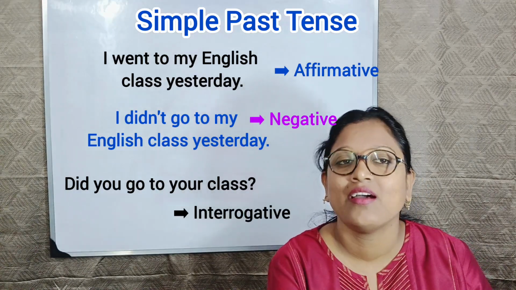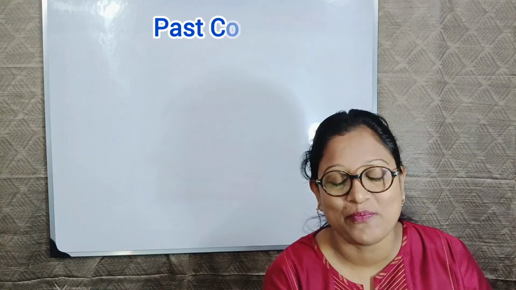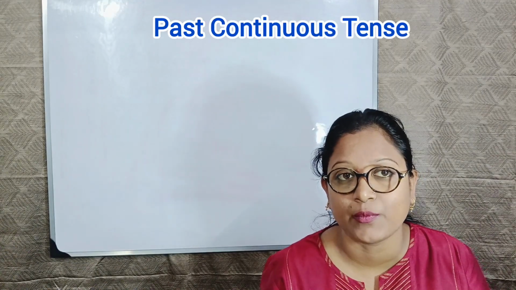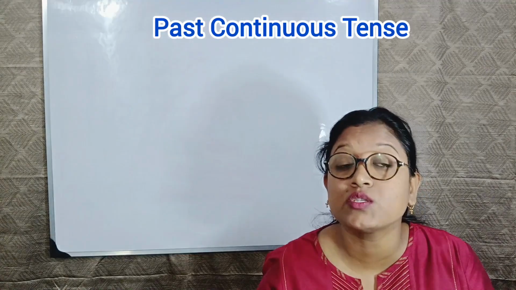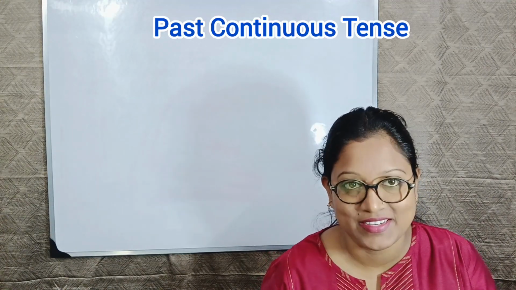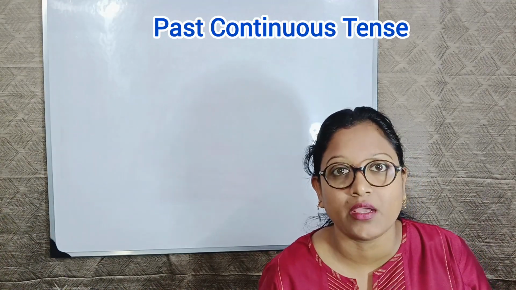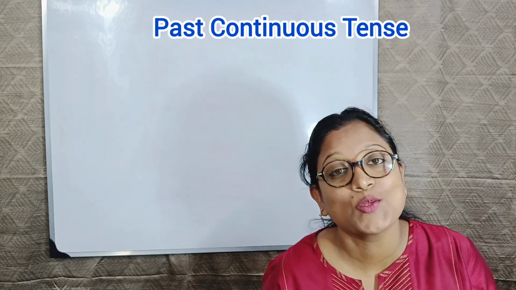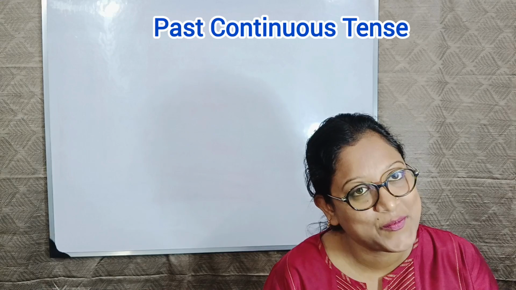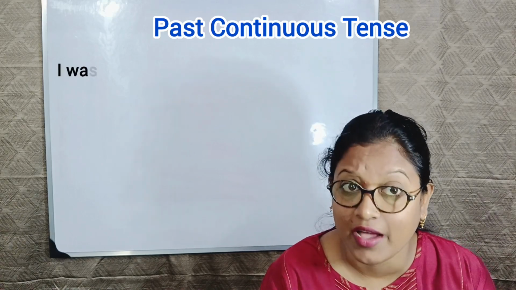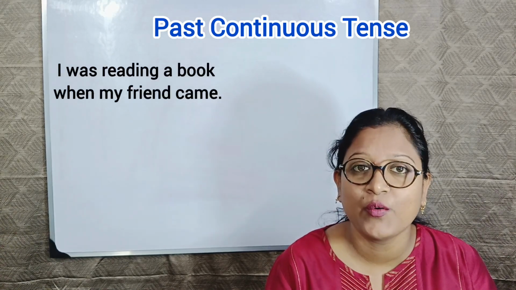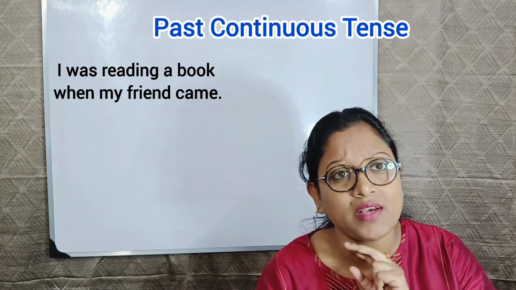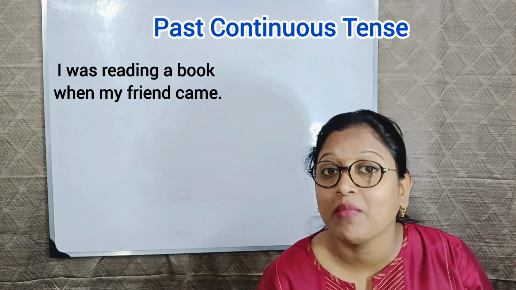Clear? Next, let's move on to past continuous. So, from the name itself, you are getting the meaning. Past continuous. The action that was going on in past, isn't it? Continuous means continuing. The action that was going on in past. Clear? So, what I said, I was reading a book when my friend came. I was reading a book. The action was going on in past. Clear? When my friend came.